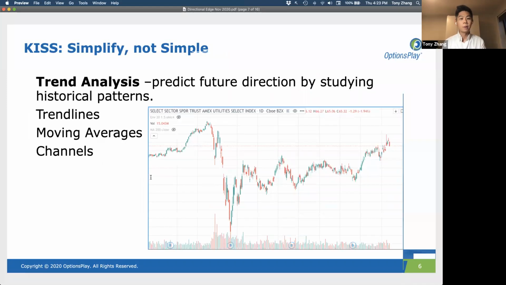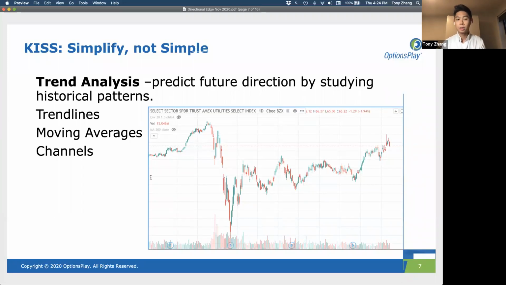So let's start off by talking about trend analysis, because trend analysis is at the basis of all technical analysis. Trend analysis basically gives us a sense for what the future is likely going to happen based on historical patterns. It's really based on the idea that history may not repeat itself, but it certainly rhymes. Now, the most important thing when it comes to trend analysis is what we call price action.